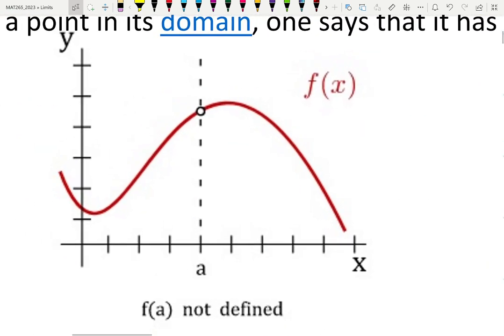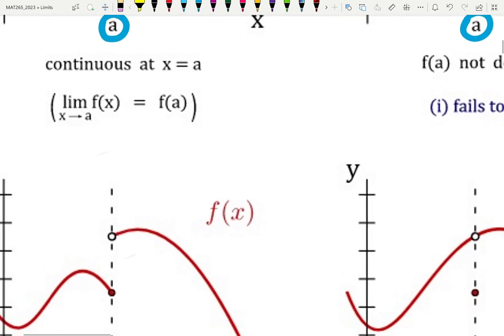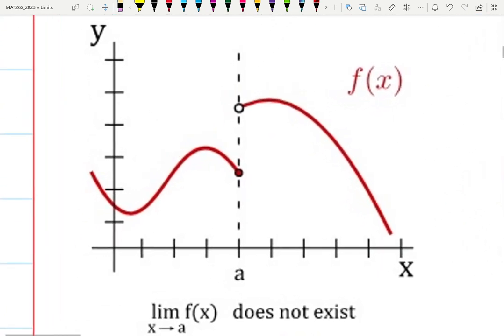How about this one? F of a is not defined. That's it. It's not continuous. It has a hole. You have to take your pencil out to go back. So even though the limit exists, it fails the first rule immediately. This one, f of a exists.